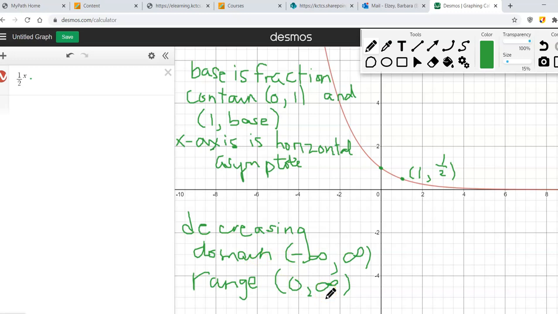All right, so this is important. If we have a fraction for our base, we're going to draw a decreasing graph that goes through 0, 1, and 1 and whatever that fractional base is. If we have an exponential function where the base is greater than 1, we're going to draw that increasing function that goes through 0, 1, and whatever 1 and the base is. So that's going to determine which direction the graph goes. Fraction, it's decreasing. Base bigger than 1, it's increasing.